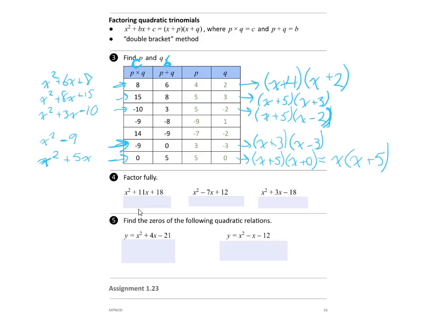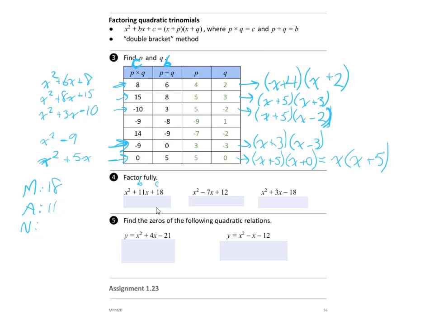And you guys know how to expand, so that works out quite well. Our next example says factor fully. Remember, this is b, this is c. We're going to multiply to get to c. This is how I usually set this up. I call it the man method, because m for multiplication, a for addition, n for numbers. So what multiplies to 18 adds to 11.